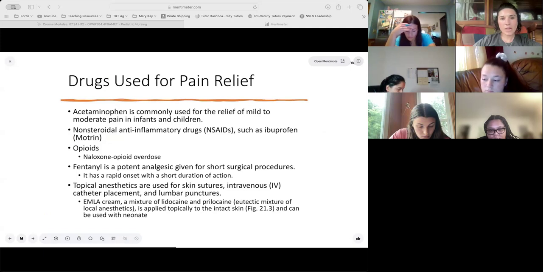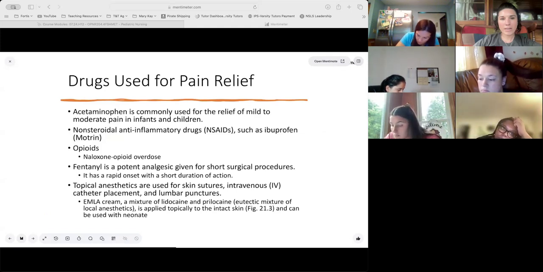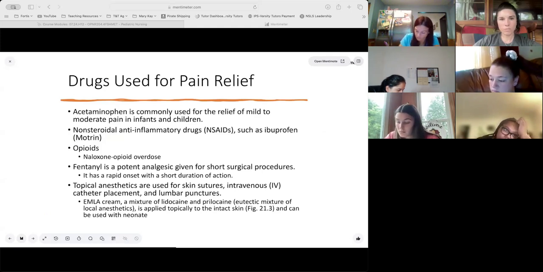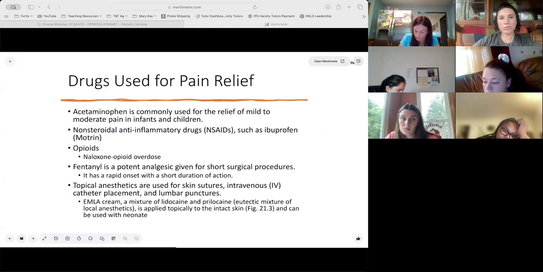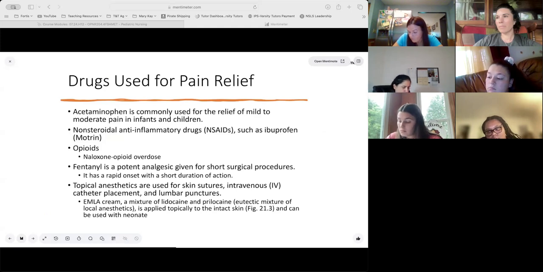As we're looking at those medications that we frequently use for pain, acetaminophen is most commonly used for our mild to moderate pain. It is our medication of choice for that mild pain. We can also use our NSAIDs like ibuprofen or Motrin, but acetaminophen has typically the best response and the least number of side effects. So that's going to be our medication of choice.